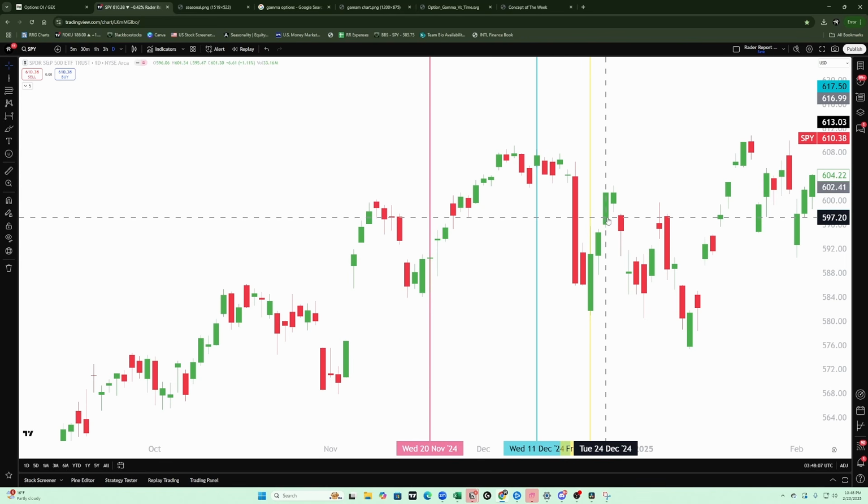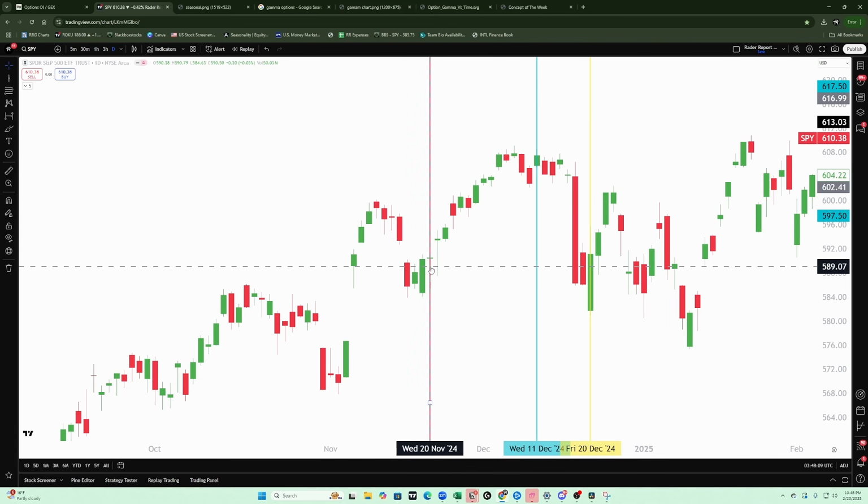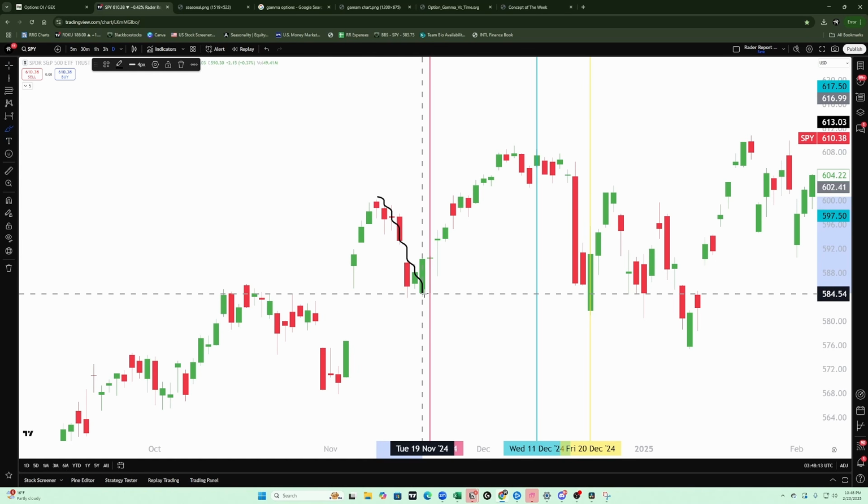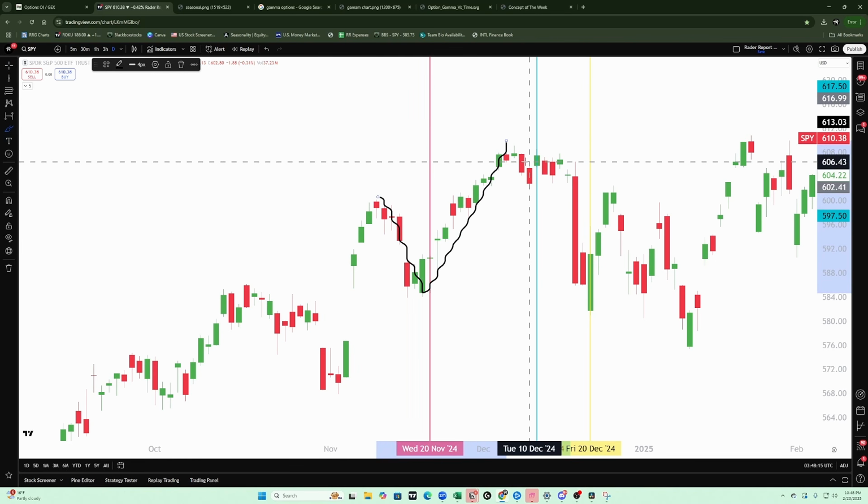What do you notice? Well, all of a sudden, almost instantly, we had a pivot, a move down, and then all of a sudden, shakeout phase starts, boom, huge move higher. Is that a coincidence? No.